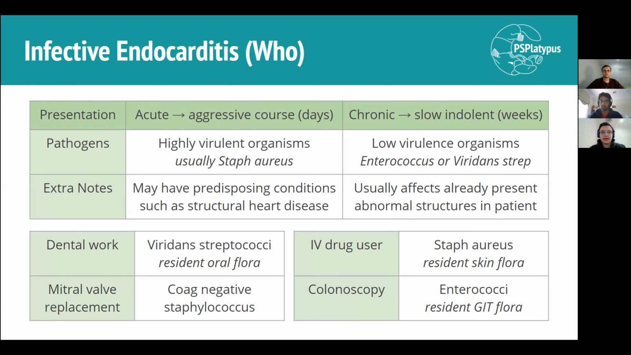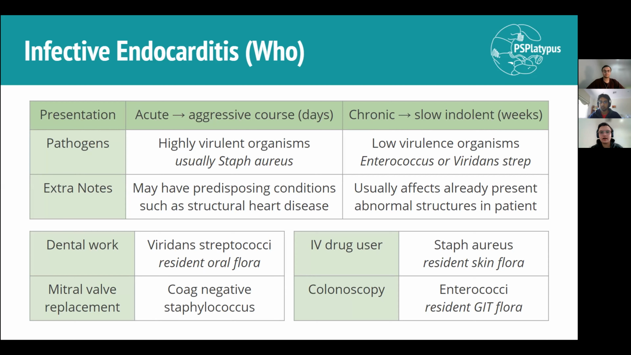So you've got two main types of presentations. You've got your acute ones, which happen over days, and you've got chronic infections, which can happen over weeks. Now, it makes sense to think that if it's acute, it's going to be a very, very virulent organism, in other words, causing more damage. So it's usually associated with Staph aureus infections, so potentially other IV drug users, from the skin, etc.